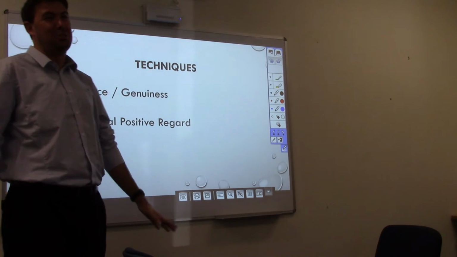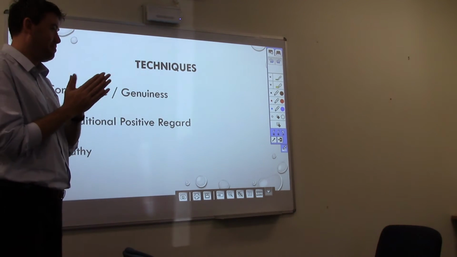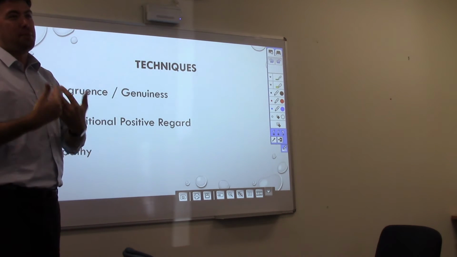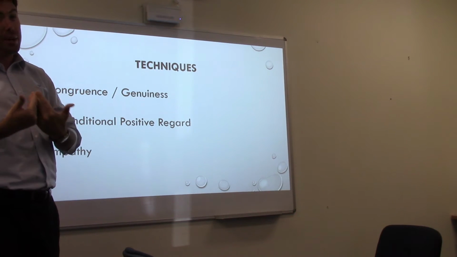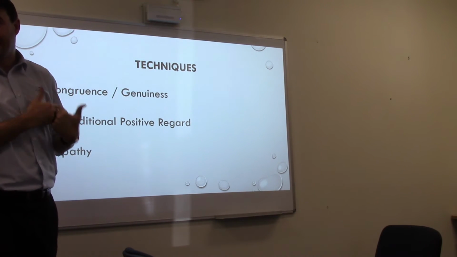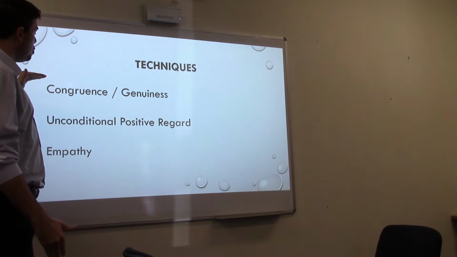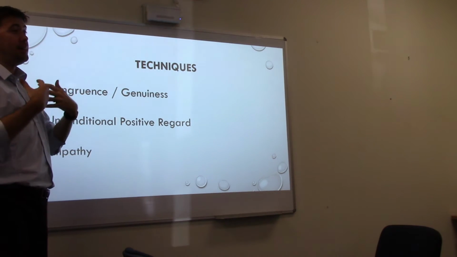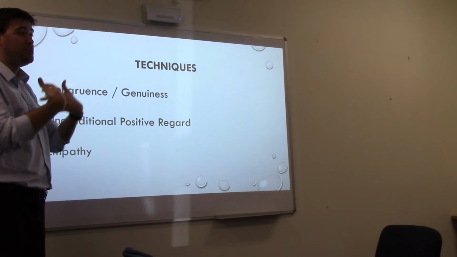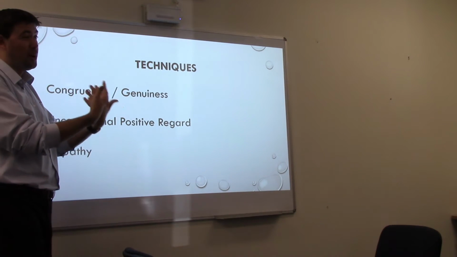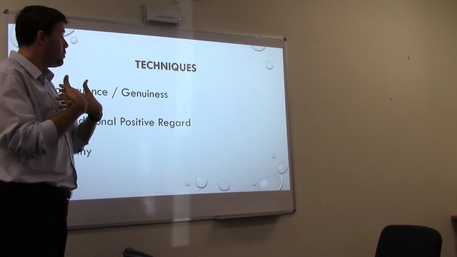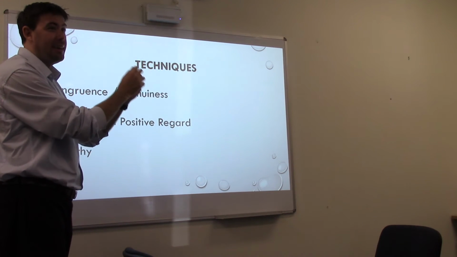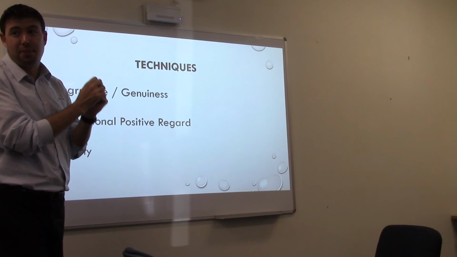All right, but how do we do it? How do you apply PCT? If you're looking for PCT techniques, it doesn't really get any more specific than this. You're trying to convey congruence or genuineness. You're trying to convey that you're genuinely concerned for the client, you're genuinely trying to understand things from the client's perspective, you're not in any way patronising them, you're genuinely interested and care and feel that their feelings are valid.